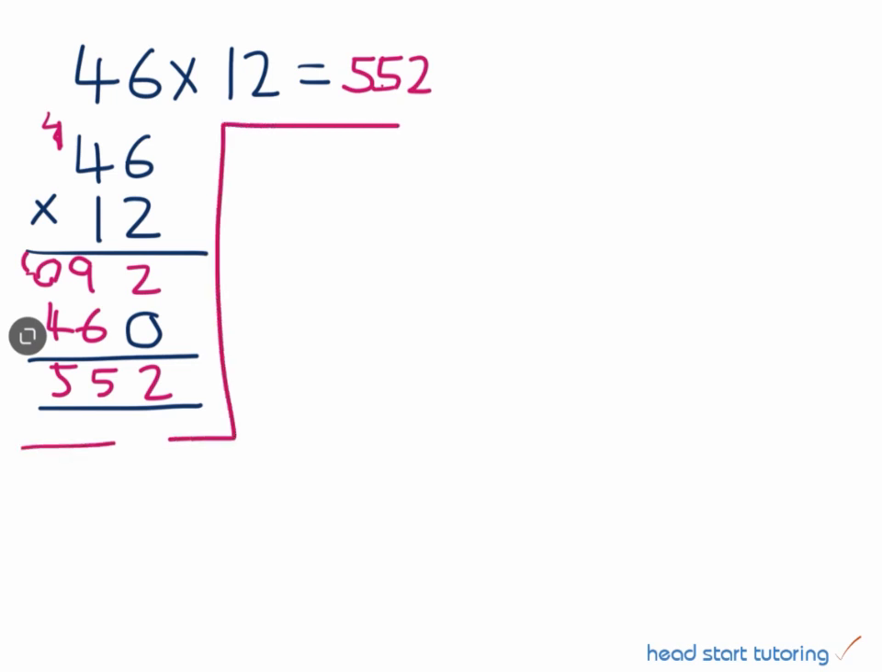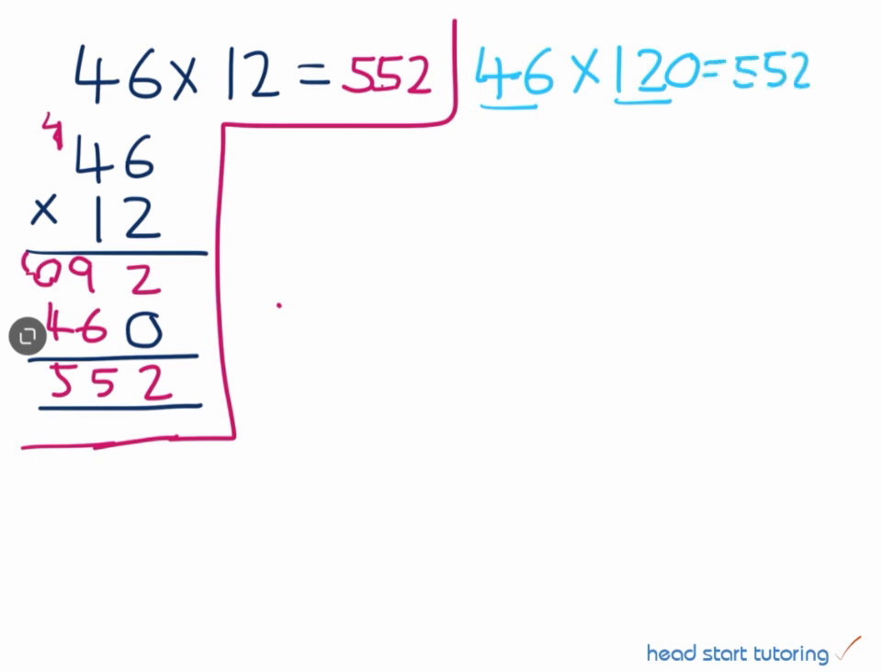So that is when we are just working with 46 times by 12. If we then decide to work with 46 times by 120, all we do is we work with 46 times by 12, which we know is equal to 552, because that's what we worked out there. And then we just need to times it by 10 because of our 120.